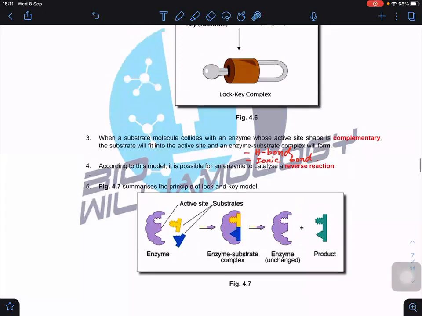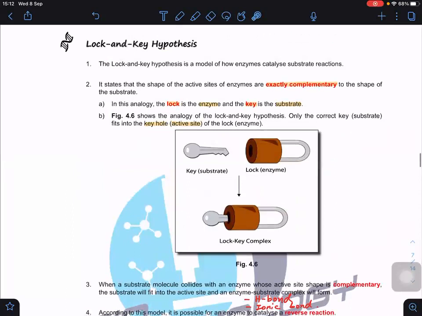Okay, but this model is not a widely accepted model. Initially, yes, but now we realize that it is not a really accurate model. Now, why do we say so? Look at this. If this is the lock, this is the keyhole, correct or not? And then you put the key in. You put the key into the lock. So the key actually is the substrate. The lock represents the enzyme. Now, what will happen here?